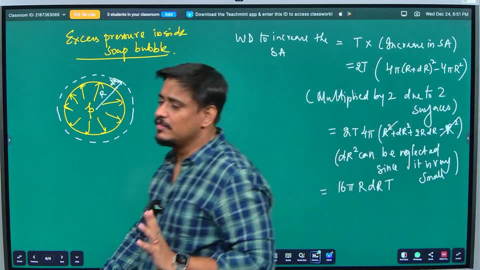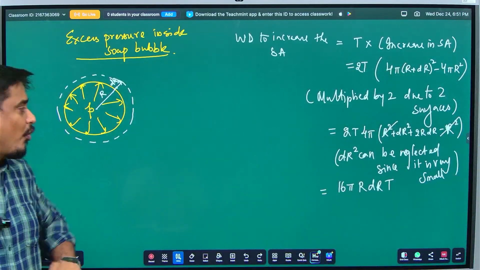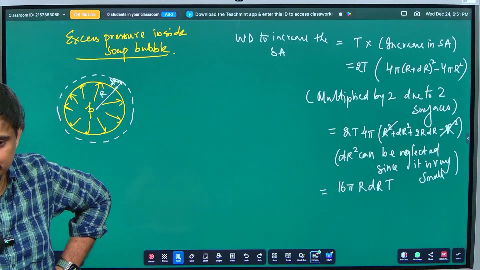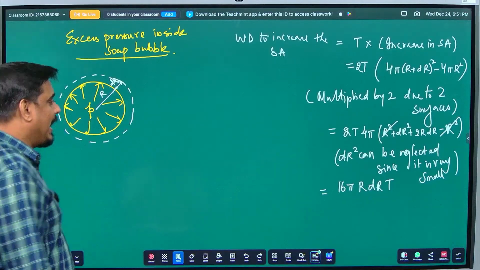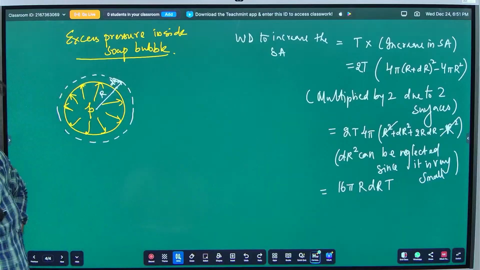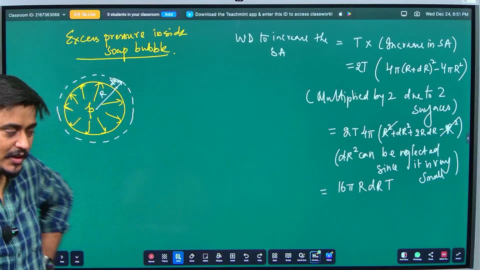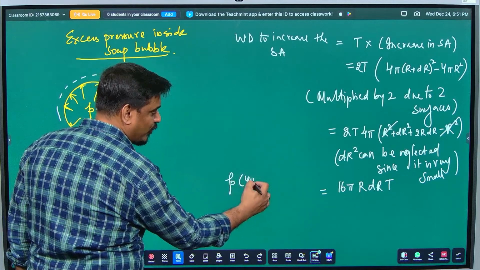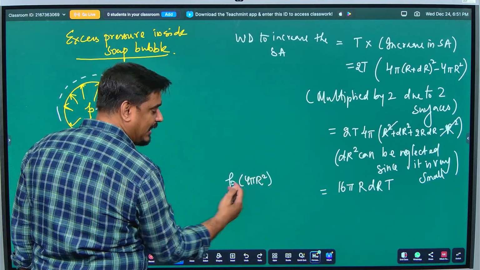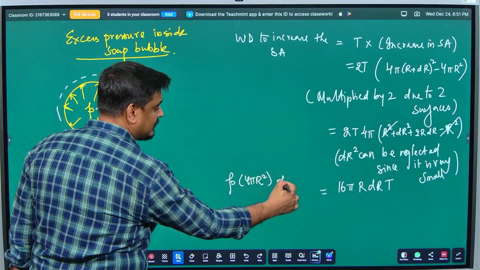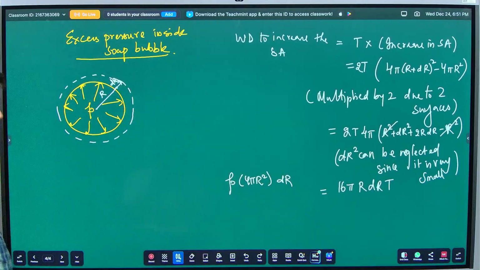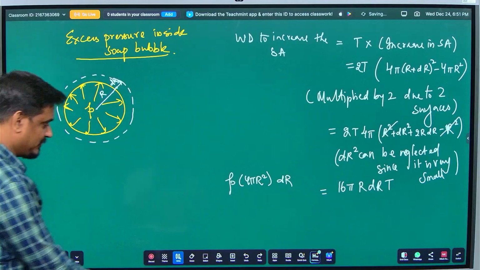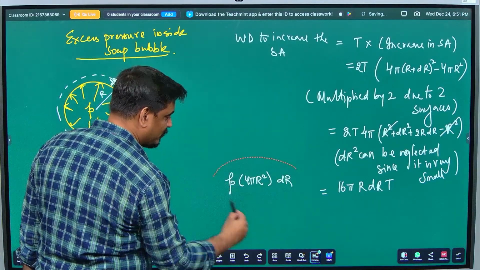Work done is also equal to force into displacement. Do you agree? And force is also equal to pressure into area. Pressure is P here. Area, the initial area, is 4 pi r square here. And the change in length, that is, displacement, is dr here. Are you getting what I have done now? This step is clear to you.